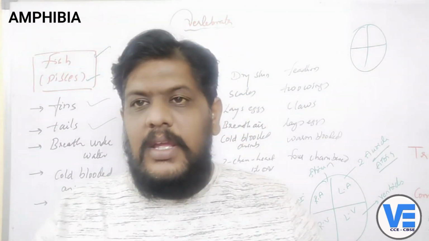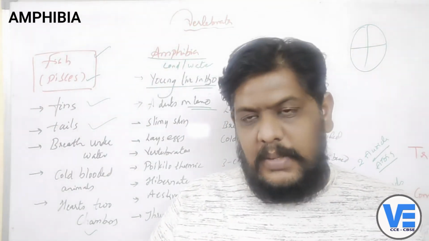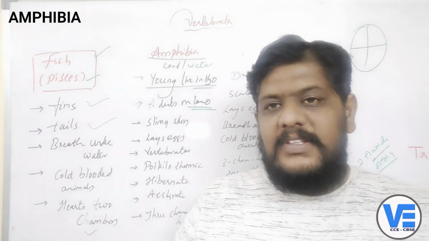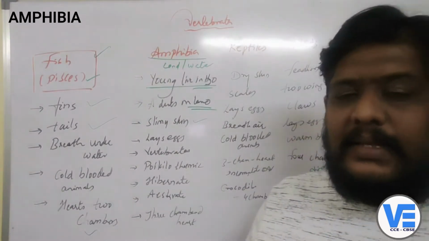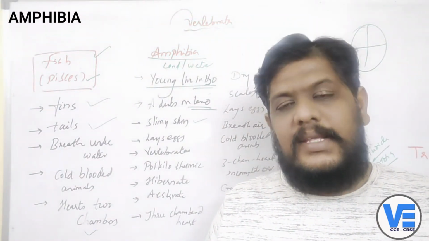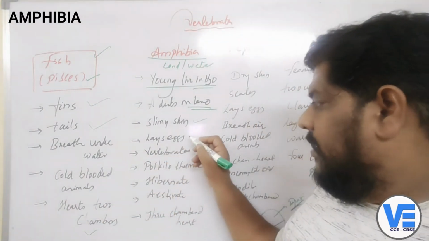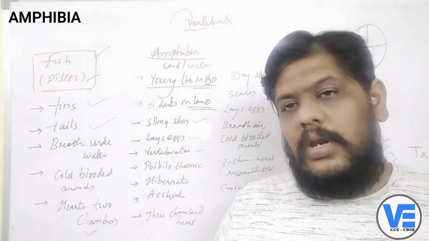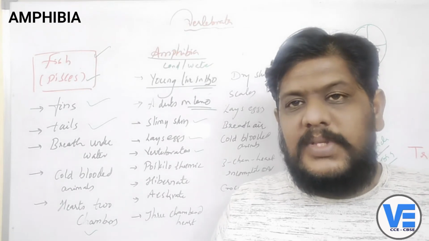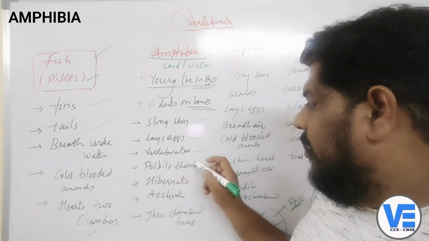When you touch the frogs, they are very slippery. So if you try to touch them, they will slip from your hand. That kind of nature will be there. And all these organisms lay eggs, right? Also these are vertebrates, because they have the vertebral column. If you observe the skeleton of these organisms, you'll find the vertebral column in them.